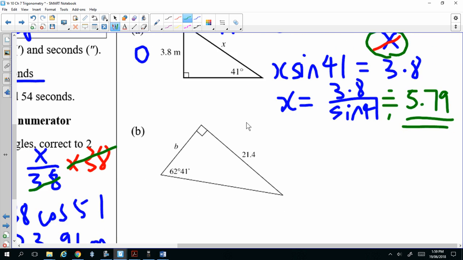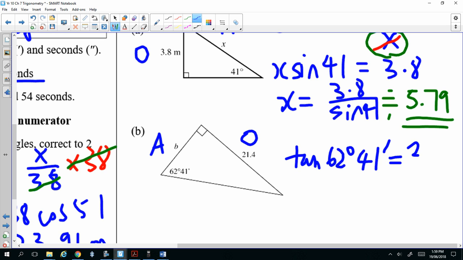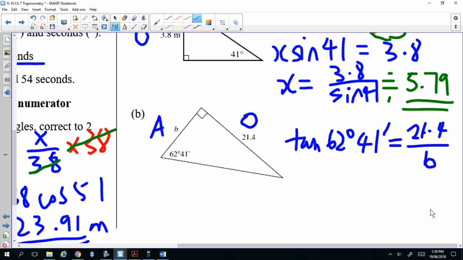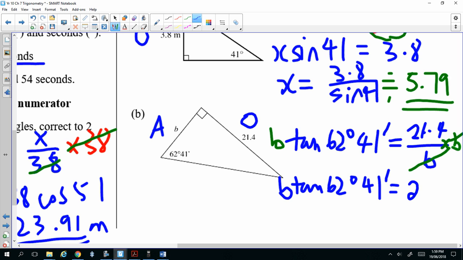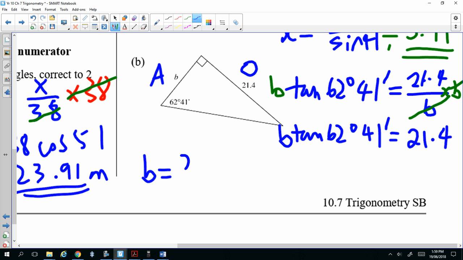The next one is you do the same thing, opposite and adjacent. So you do tan 62 degrees 41 minutes equal to opposite over adjacent. And to find b, because it's in the denominator, you have to multiply both sides by b. Cancel, cancel. So b tan 62 degrees 41 equals to 21.4. And to find b, you have to divide.